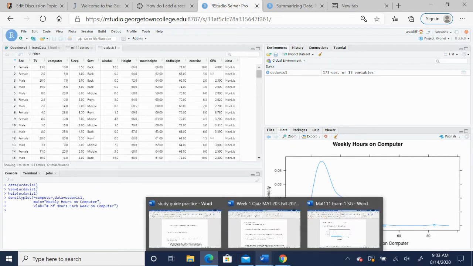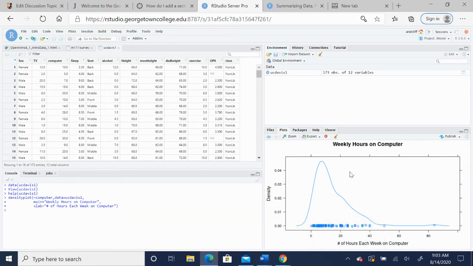If you remember from middle school math, you know that the mode is the value that occurs most frequently. So that's kind of what this is measuring here. When we see a peak, we know we have a lot of responses at that particular value. And just like we said, our title, weekly hours on the computer, is up here for the whole graph, and number of hours each week is on the x-axis.